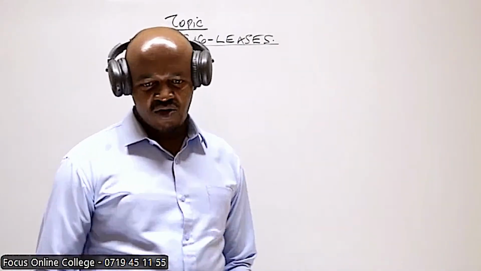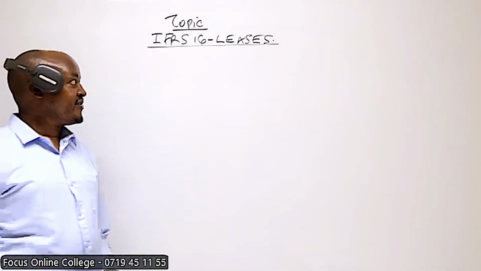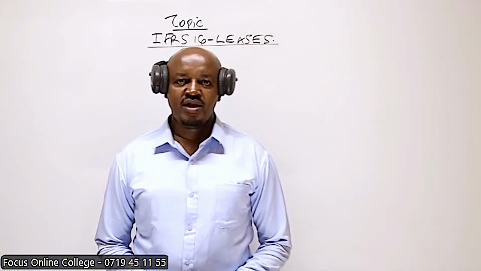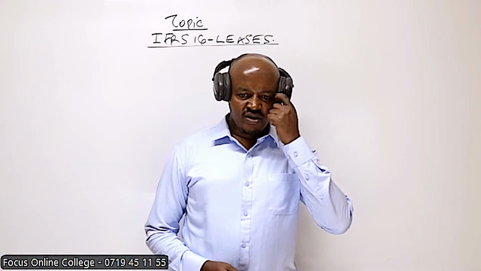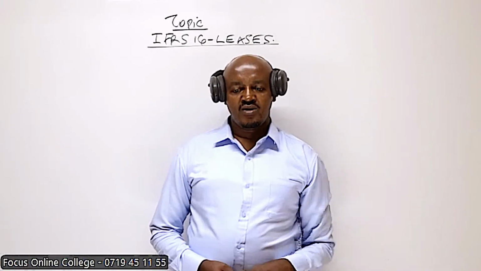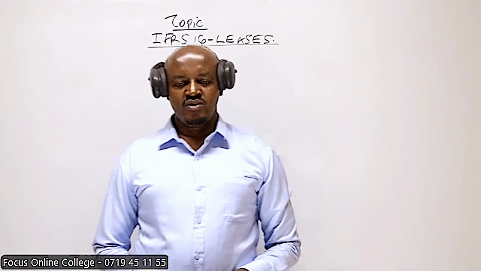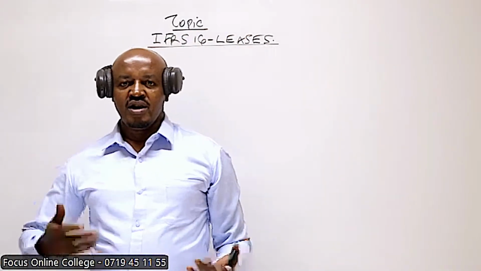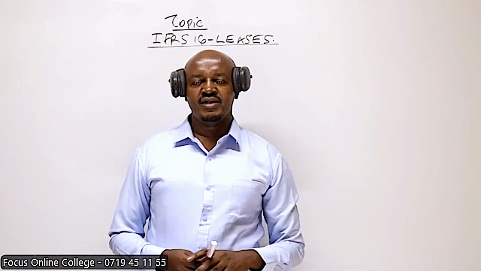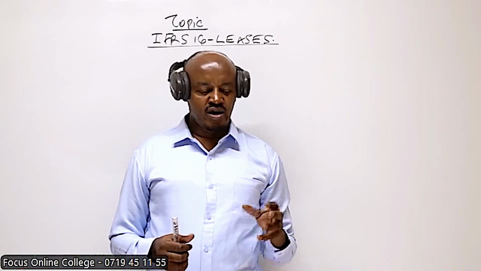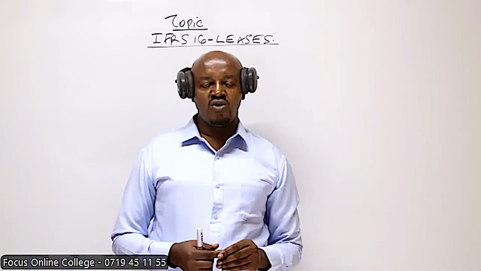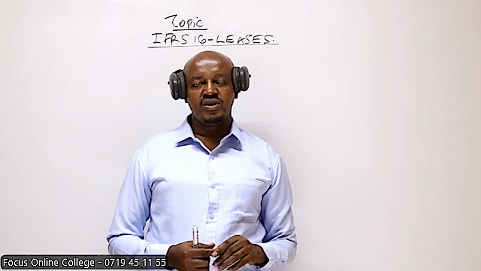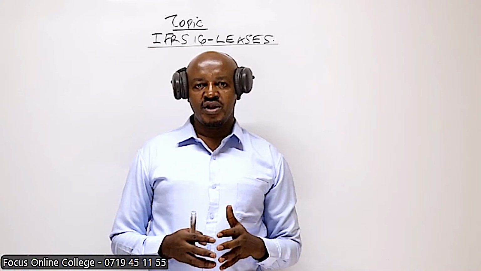Yes, so I want us to continue from where we reached in our previous class. And I think we started on this topic here, the topic on accounting for leases. And basically, we started by defining what is a lease. And we say that a lease is basically a contract entered into between two parties, the owner of the asset, or basically the lessor, who transfers the right of use to another person who is called the lessee.